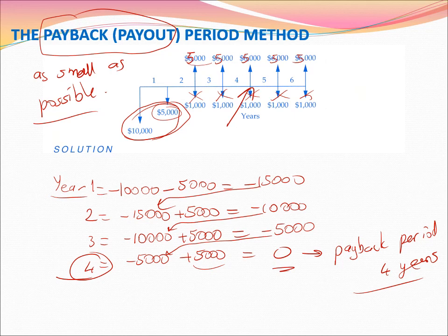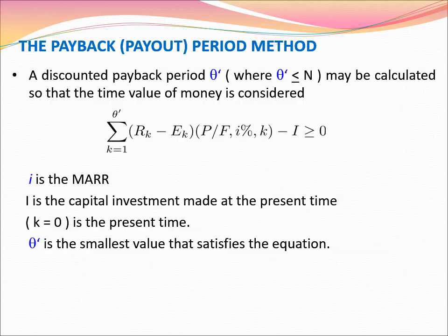Otherwise, you reject it. Also, in order to evaluate a project, we can look at different aspects. You can look at the present worth of the project. You can look at the rate of return of the project. And you can look at the payback period of the project at the same time. And if all of them are good, then you accept the project. Otherwise, you reject the project.